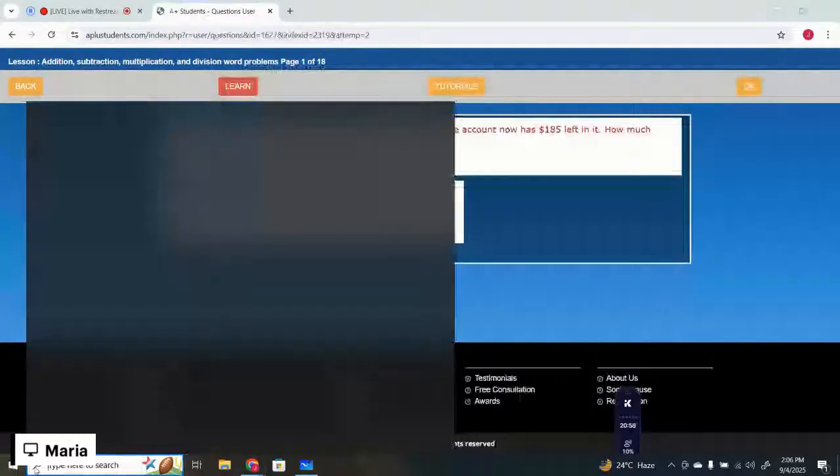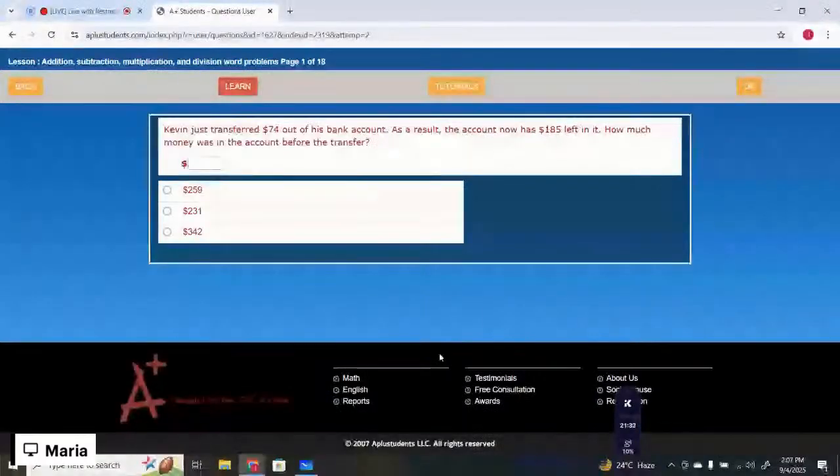Dollars out of his bank account. As a result, the account now had $185 left in it. How much money was in the account before the transfer? So he transferred $74. You need to calculate the money he had before the bank transfer.